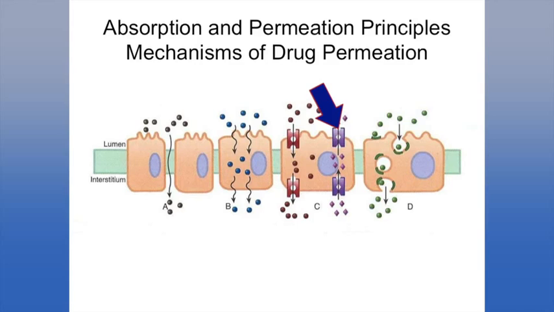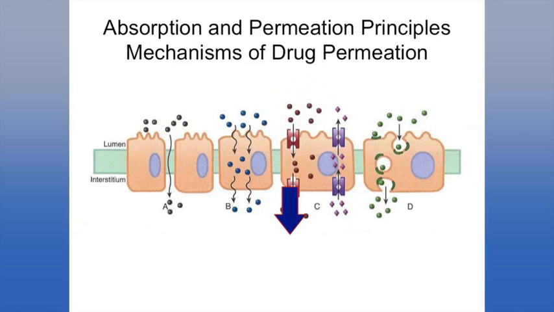In relation to carrier mechanisms, you can see that movement can occur in a bidirectional way. It can go, for example, from the lumen of the GI tract, saying that that is here, into the portal circulation here, or vice versa.